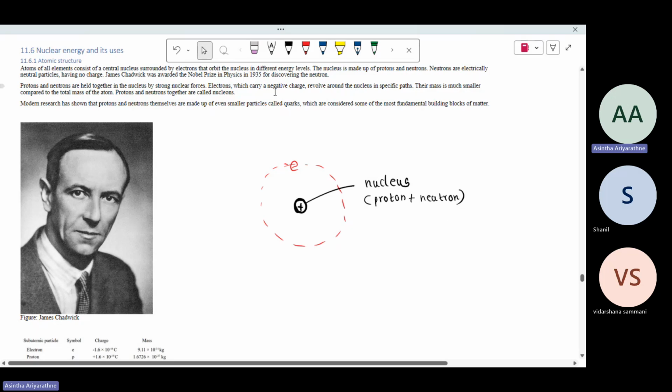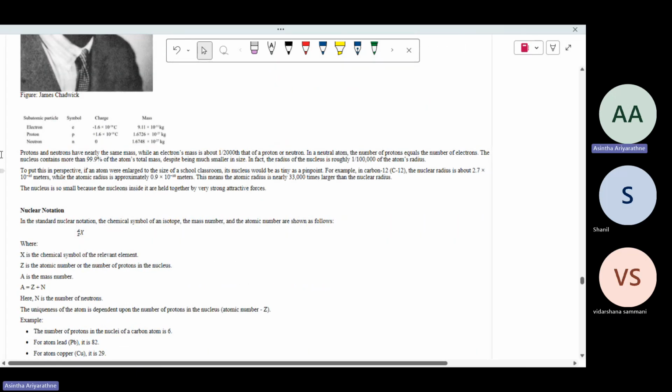The neutron was first found by the scientist James Chadwick, and he got the Nobel Prize in 1935. So that's about the atomic structure. Here the symbols and charges are given. The charge of the electron and proton are the same in magnitude, which is 1.6 × 10 to the power minus 19 coulomb. But the electron is negatively charged, the proton is positively charged, and the neutron is neutral. The mass of the proton and neutron is almost the same.